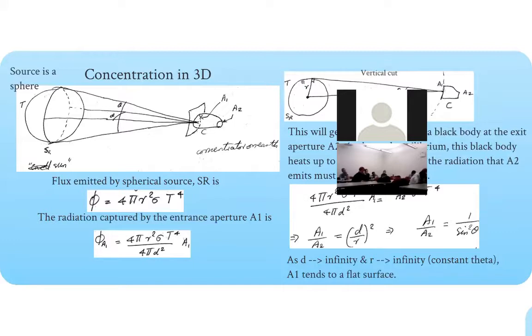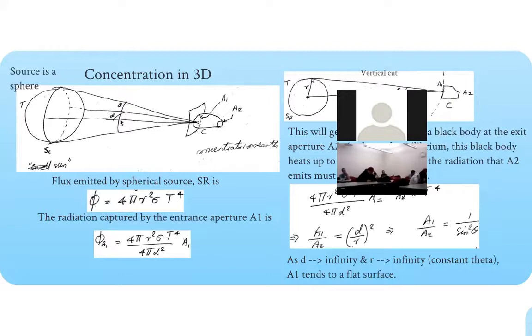Now, D over R is nothing but 1 over sine theta. Okay, so now A1 over A2 is 1 over sine squared theta. So just think about that difference for a second. In 3 dimensions, the extreme concentration factor, what are we saying? We are saying what is the best possible concentration you can hope to achieve for a given half acceptance angle. So theta, in this case, keep in mind this theta is the half acceptance angle.